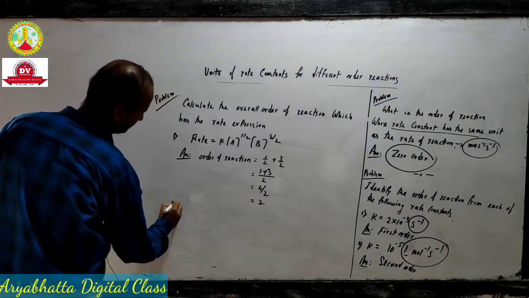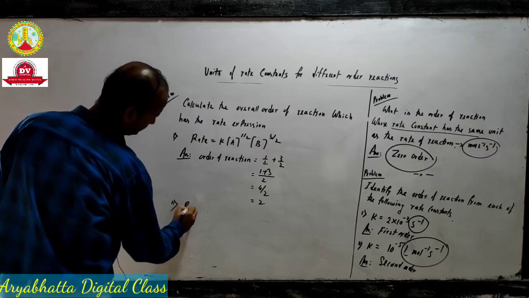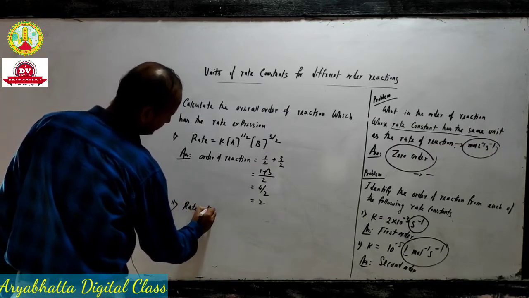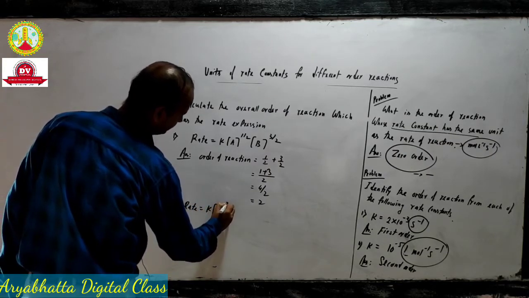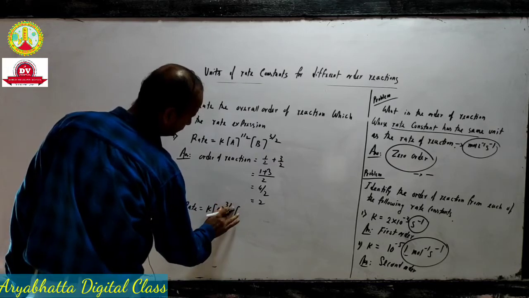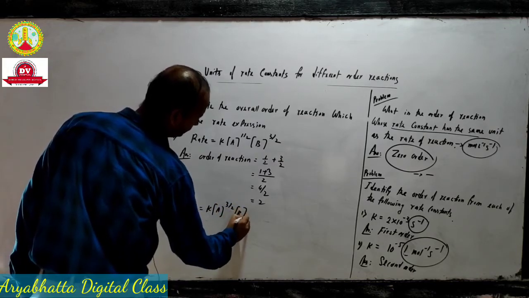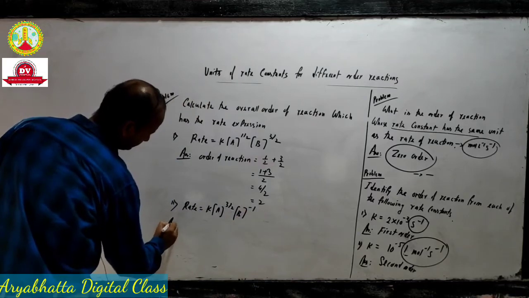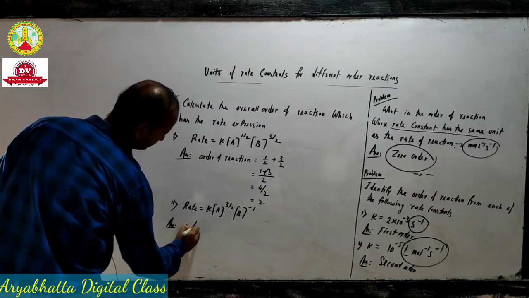देख लो. Number 2. Rate equals K A to the power 3/2, and this is B to the power minus 1. This will be the order of reaction.